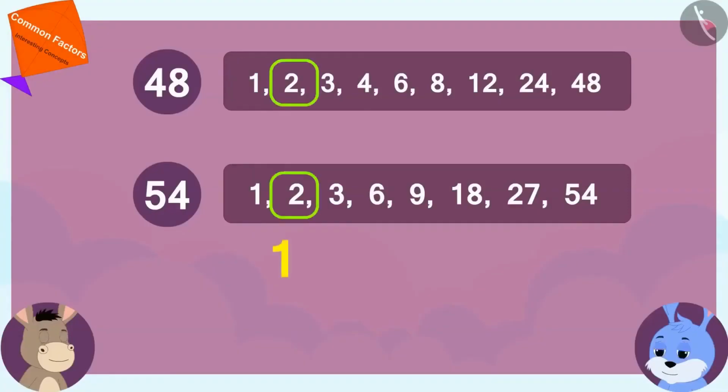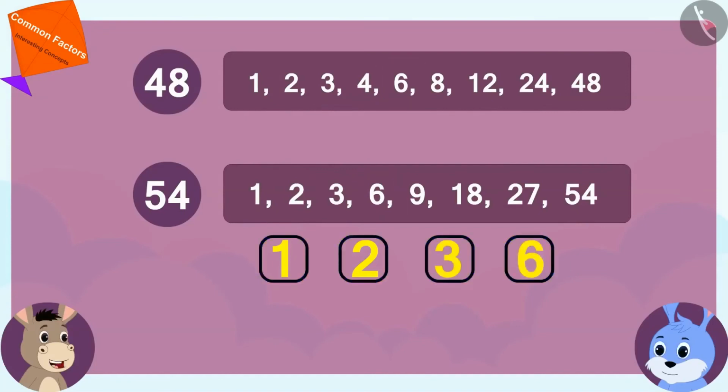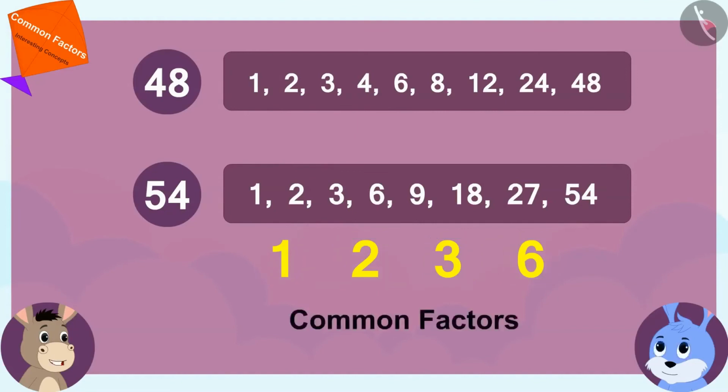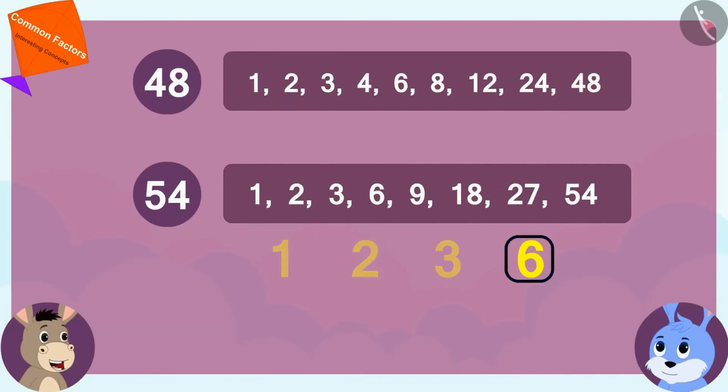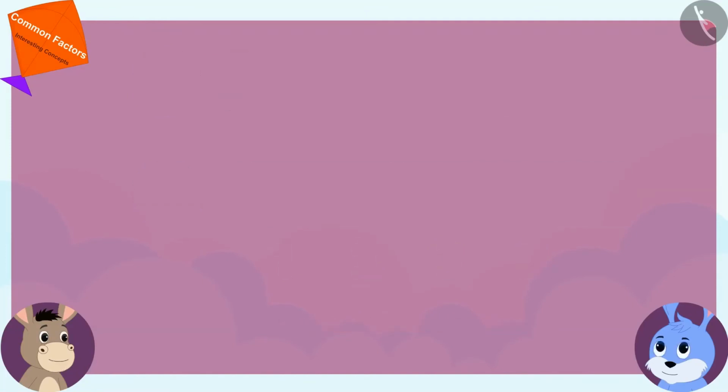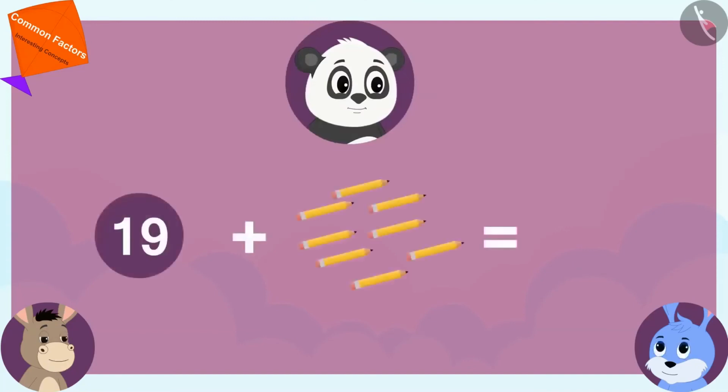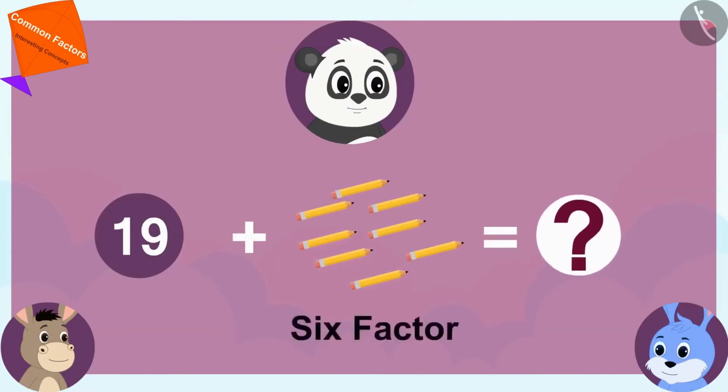Bhola immediately found the common factors of 48 and 54. Look guys, these numbers are the common factors of 48 and 54. And 6 of these are the highest common factor of these numbers. So, we have to increase the number of Golu's 19 pencils in such a way that even that increased number has 6 as a factor.